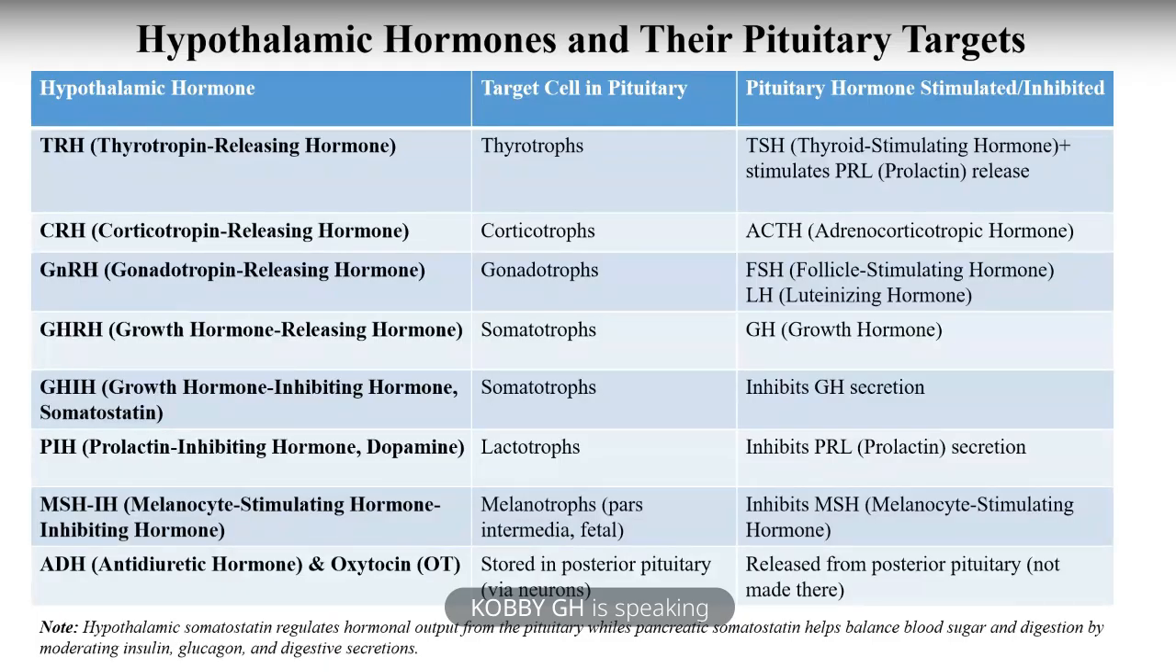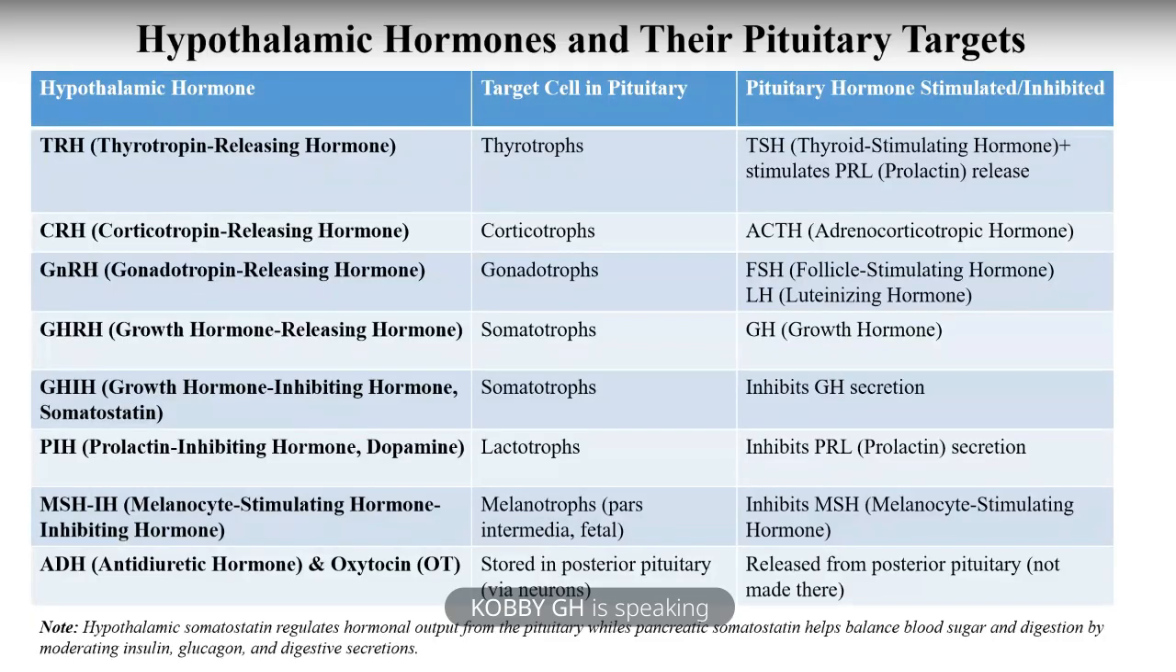The hypothalamus will produce gonadotropin releasing hormone. When it produces gonadotropin releasing hormone, it will go to the anterior pituitary. What cell will it go and look for? It will go and look for the gonadotroph cell, and instruct the gonadotroph cell to produce either follicle stimulating hormone or luteinizing hormone.